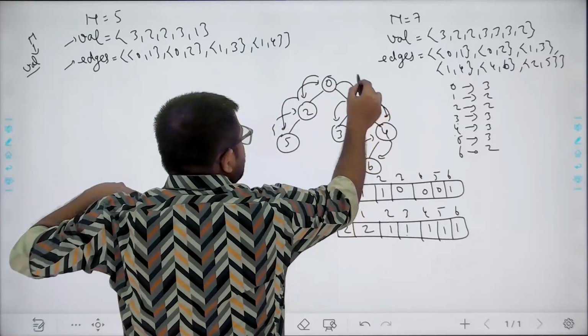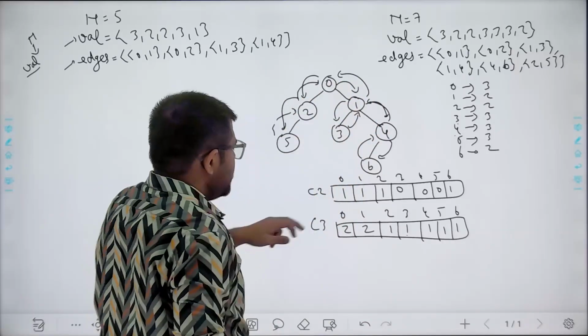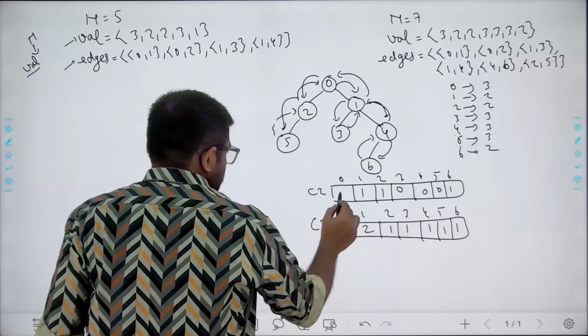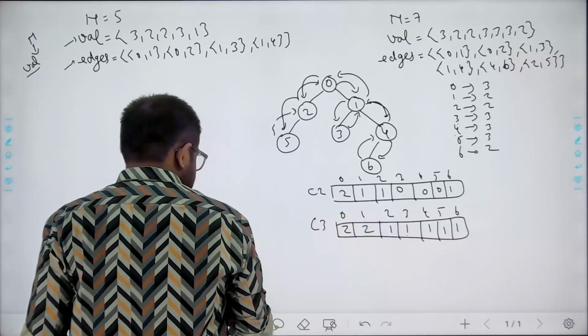Now from here I'll go back to 0. So the first index value will be added to the 0 index. So 1 plus 1, this will become 2. Okay, and 2 plus 2, this will become 4.